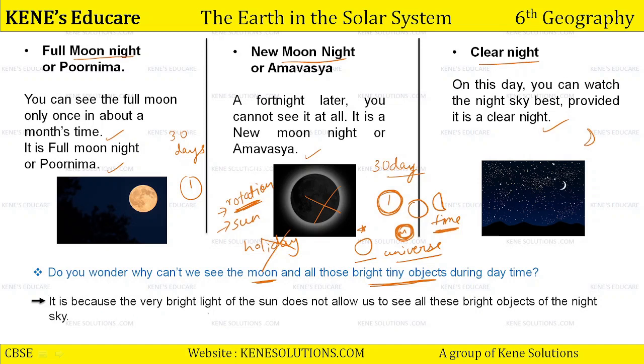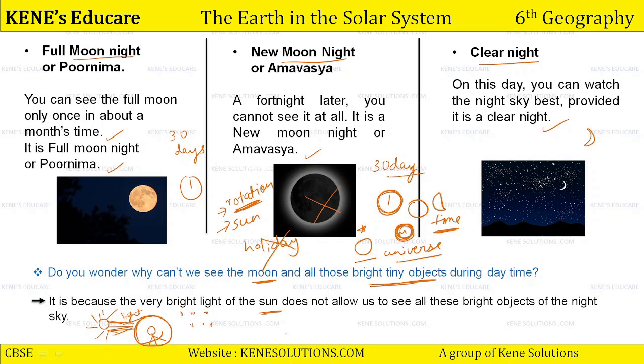It is because the very bright light of the sun does not allow us to see all these bright objects of the night sky. For example, if you are standing here, okay, and the sun is here, Earth is rotating and you can see the sun. And because you can see the light of the sun, that is why you cannot see any other object in the sky.